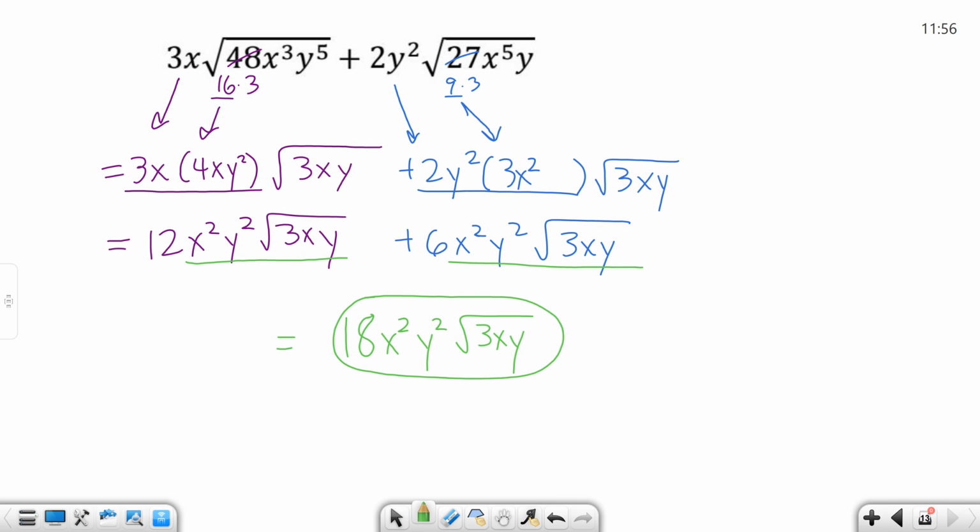So I hope this has helped you with adding and subtracting roots and radicals. The big idea is to simplify each term and then look for like terms. And you got to be able to recognize what a like term is, okay, for these. All right?